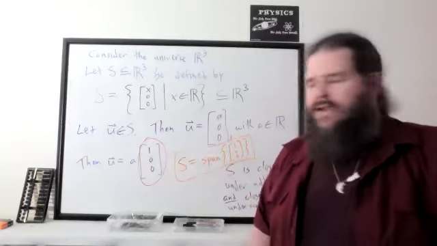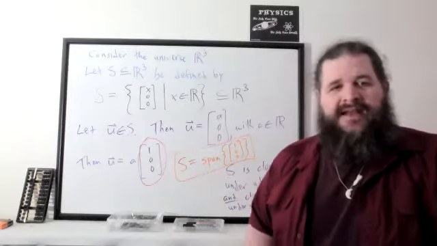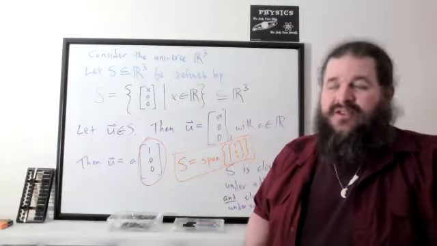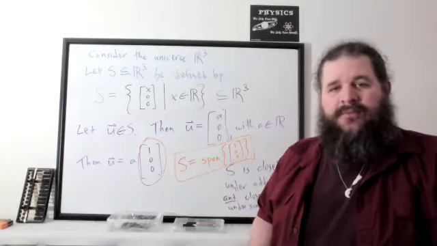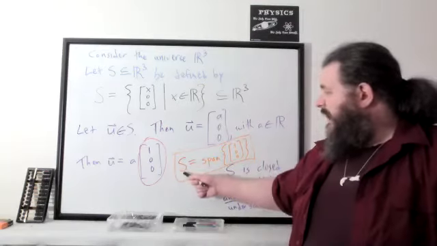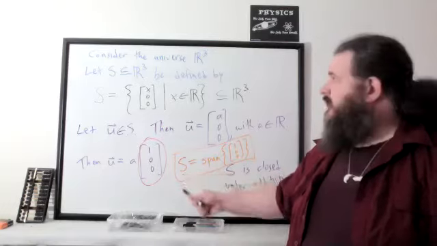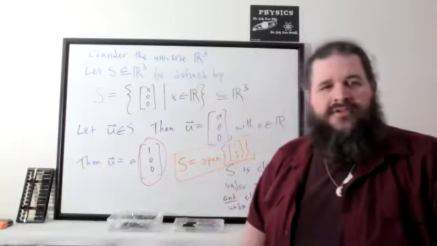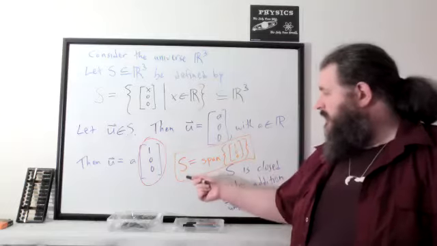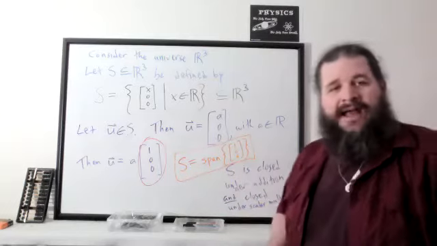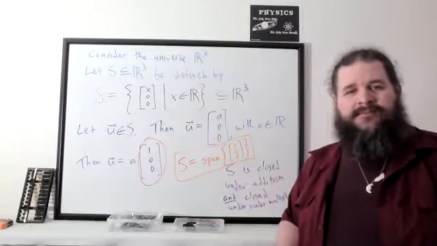And since we only need one vector to span the set, we would say that set S, or subspace S, is a one-dimensional subspace. Specifically, we'd say S is a one-dimensional subspace of a three-dimensional universe. And we would call S one-dimensional because a basis for S only has one vector in it.